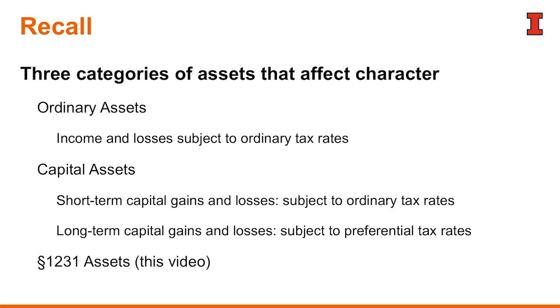Now, the third type of asset that we haven't talked about is known as a Section 1231 asset. In this video, I'll introduce Section 1231 assets and show how they're incorporated in the netting procedure that we covered in the last video.